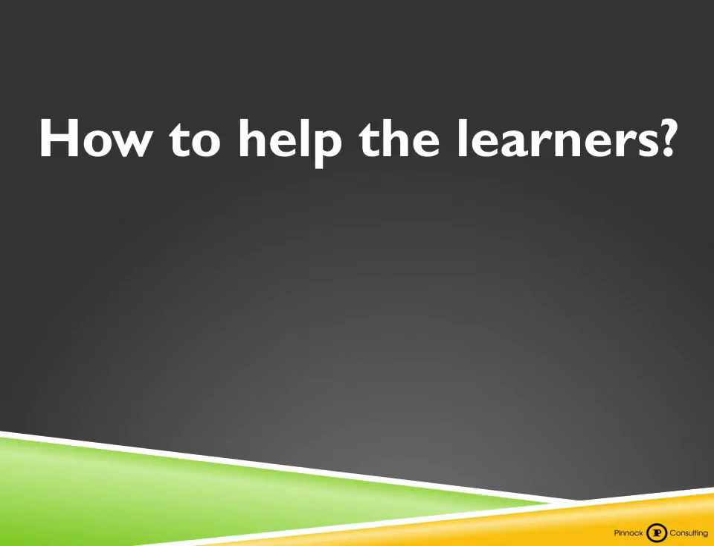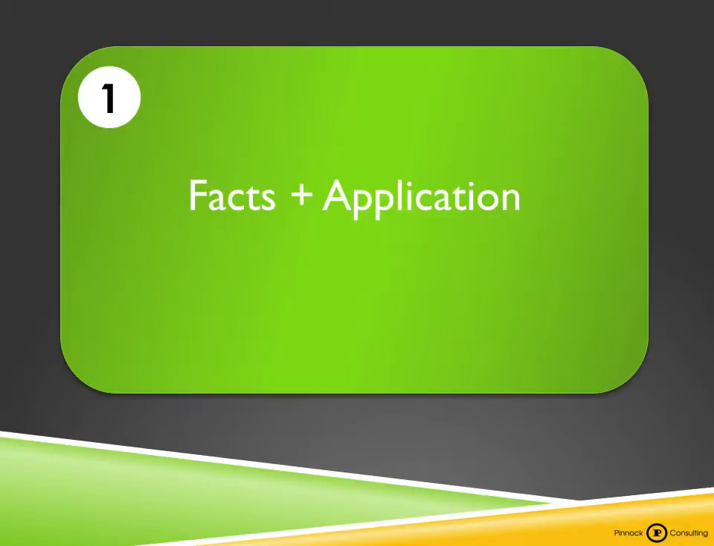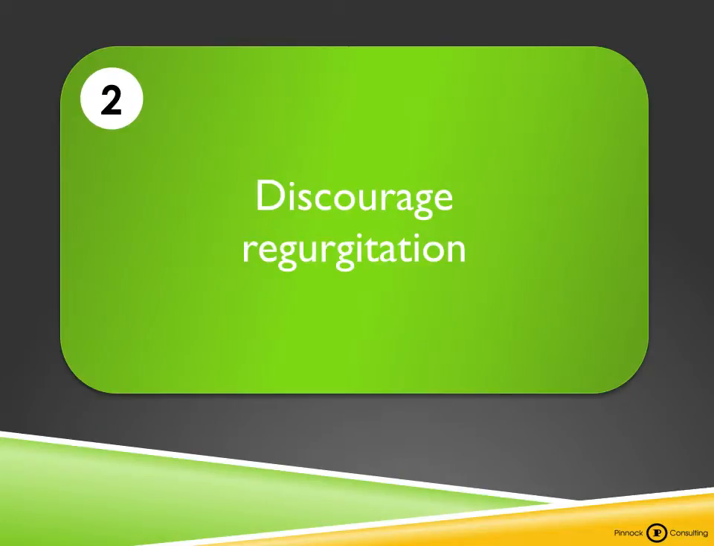Now, how do we help the learners? The first is we've got to emphasize the importance of both factual knowledge and the application of this knowledge to all scenarios and examples. We need to discourage regurgitation of facts. So when we're asking them questions in class, we can't just get factual answers. We want to get their opinions. We want them to justify their answers.